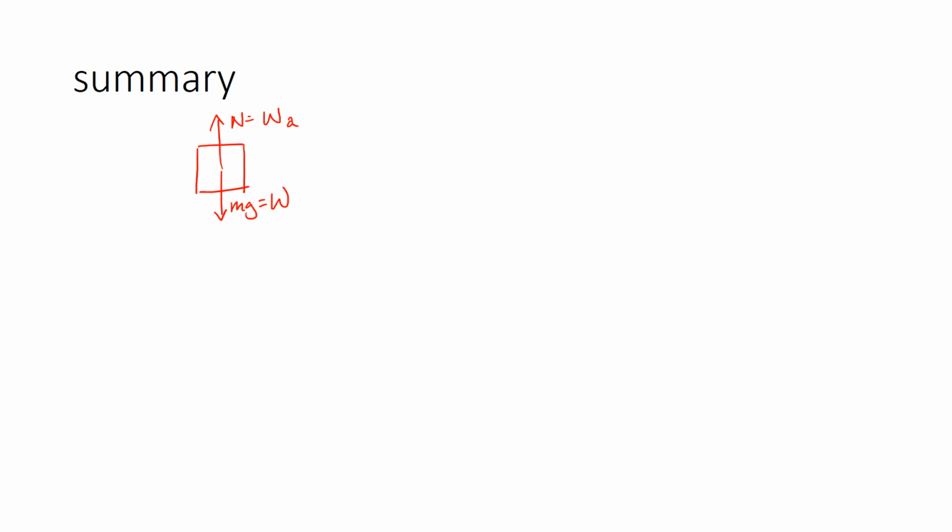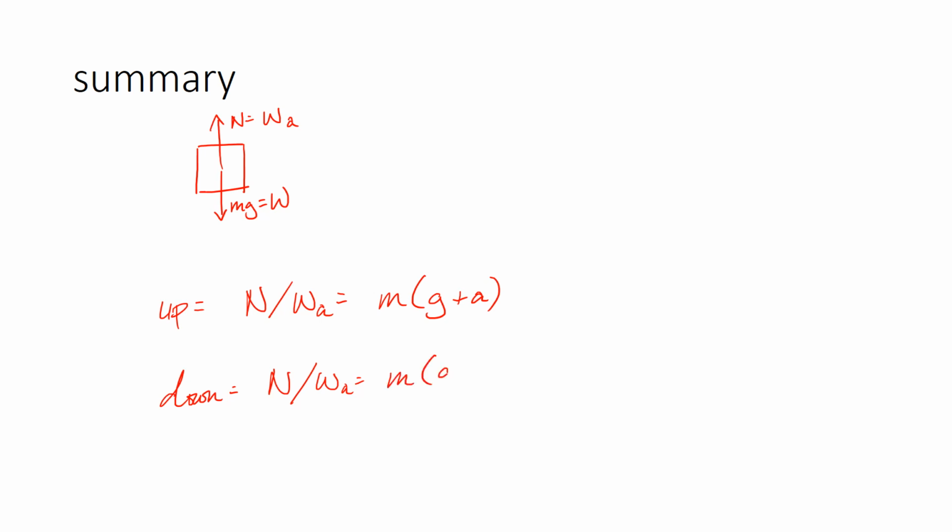And there are some summative equations here. If you're moving up, your normal force or your apparent weight is equal to mass times g plus a. If you're moving down, you're going to weigh a little bit less. So your normal force or your apparent weight is going to be m times g minus a. Okay? M times g minus a versus m times g plus a. When you move up, you're heavier. When you move down, you're lighter, right?